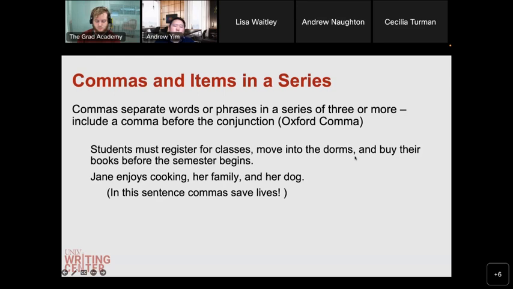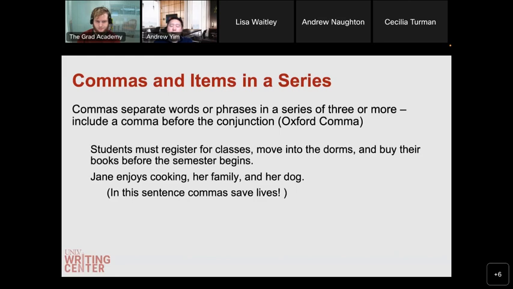The sentence says, "Students must register for classes, comma, move into the dorms, comma, and buy their books before the semester begins." The Oxford comma also occurs in the second sentence after the word "family," right? "Jane enjoys cooking, comma, her family, comma, and her dog."